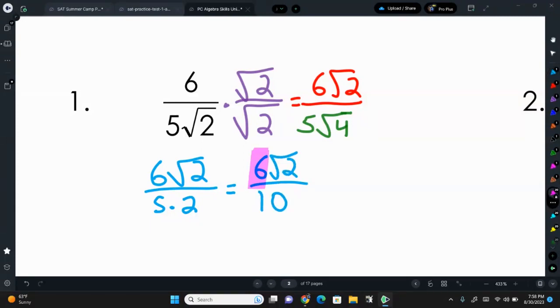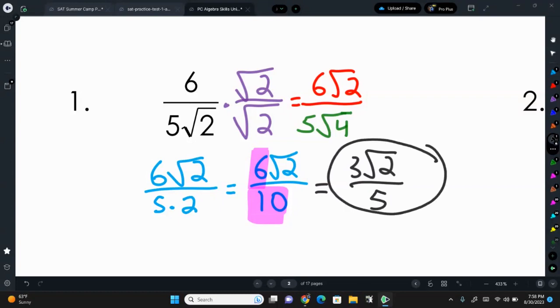We can reduce those numerals, divide the top and bottom by 2, and we get 3 times the square root of 2 over 5. We can't simplify the square root of 2 any further, so that would be our final answer.